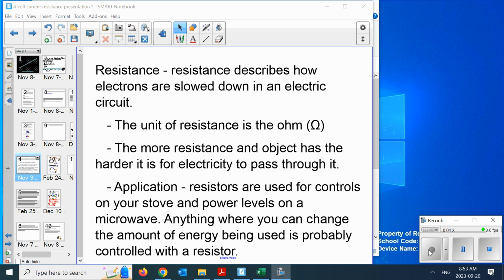Anyway, any questions about resistors? Have you guys ever heard of resistors before? Like electrical?